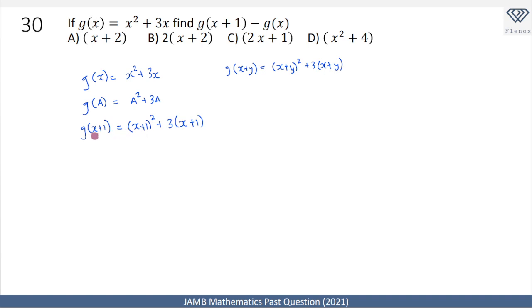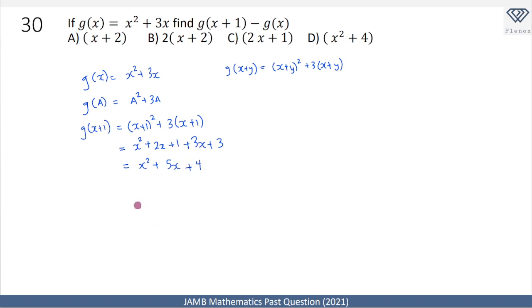So I can simplify what g(x plus 1) is. When we expand (x plus 1) squared, this is going to be x squared plus 2x plus 1. And 3 times (x plus 1) is going to be 3x plus 3. So this is going to be x squared plus 2x plus 3x, which is 5x, and 1 plus 3 is 4.